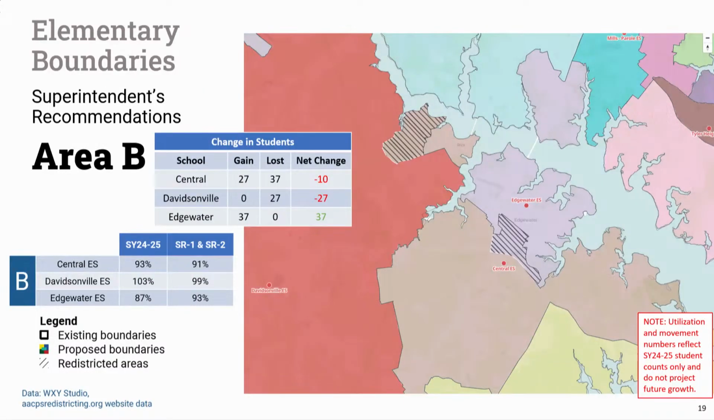In Area B, SR1 and SR2 moves the Glen Isle and Hamilton neighborhoods from Davidsonville Elementary School to Central Elementary to maintain most of Davidsonville's current boundaries, bringing Davidsonville to 99% utilization. For Central Elementary School, 27 students are gained from Davidsonville Elementary, located in the Glen Isle and Hamilton neighborhoods, and 37 students are moved from Central Elementary to Edgewater Elementary in the hatched purple area. This results in a net loss of 10 students. Central Elementary utilization is reduced to 91%, and Edgewater is increased to 93%.